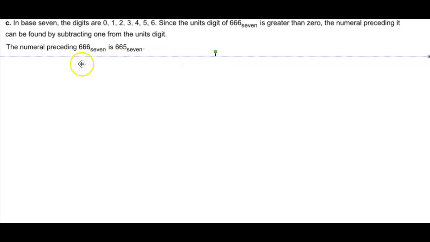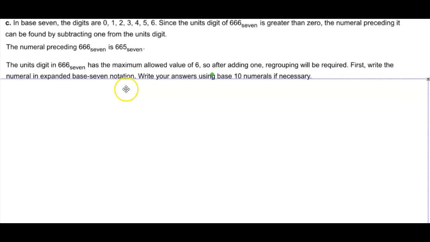Now for part C, we want to look at the number 666 with a base of 7. So in base 7, the digits are 0, 1, 2, 3, 4, 5, 6. And therefore, since the units digit of 666 with a base of 7 is greater than 0, the numeral preceding it can be found by subtracting 1 from the units digit. So therefore, the numeral preceding 666 with a base of 7 is 665 with a base of 7.